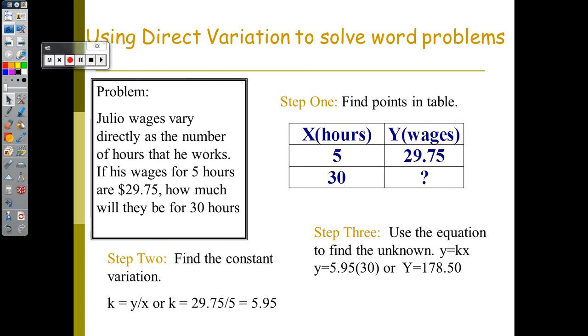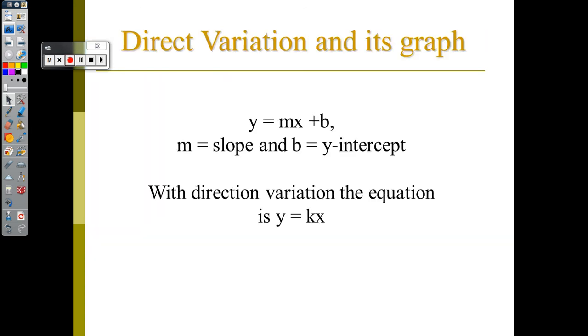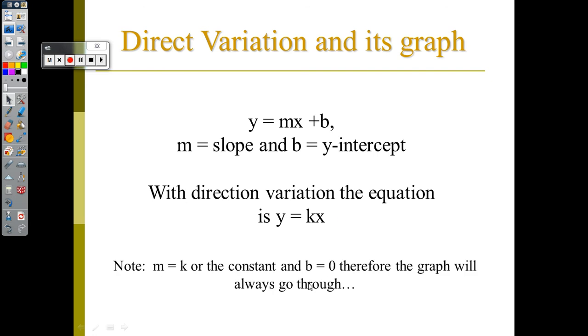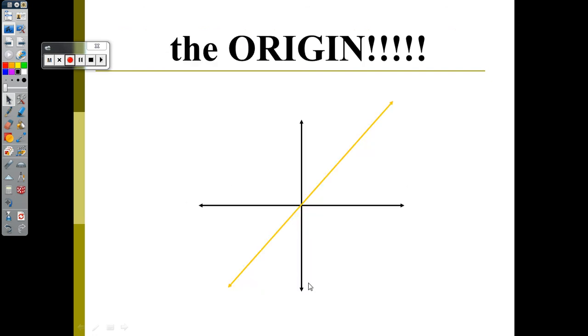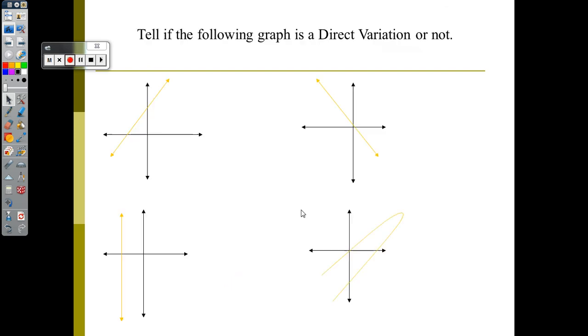Y is 178.5. We know that y equals mx plus b, where m is the slope and b is the y-intercept. And we're going to talk a lot more about this in the next section, but hopefully you've seen this before. If not, don't stress out. I'll teach it to you. But in this case, direct variation is y equals a constant times x. Notice there's no plus or minus here. With direct variation, there never will be, because it always has to go through the origin. Direct variation will always go through the origin.